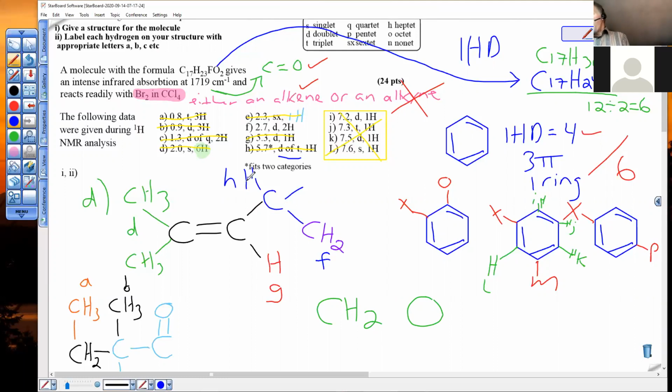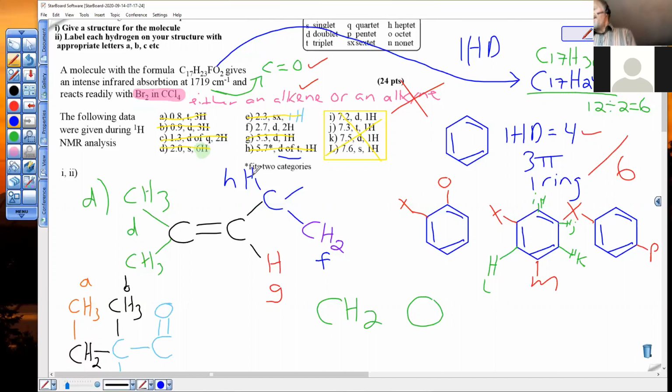F, H, 1 H, F, 2 H's. F has a doublet pattern. So we've got that. We never worked on H, we can't get full credit for H yet. We didn't get it to be in two categories. I was a little hasty there.